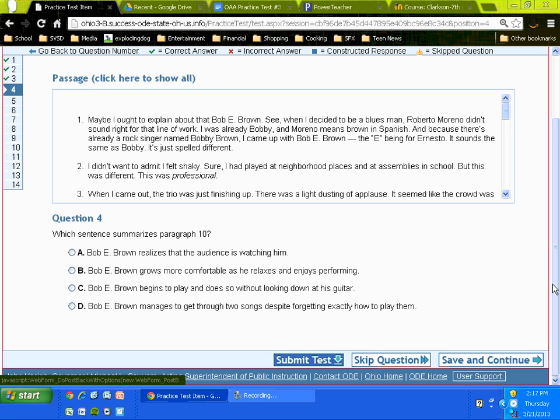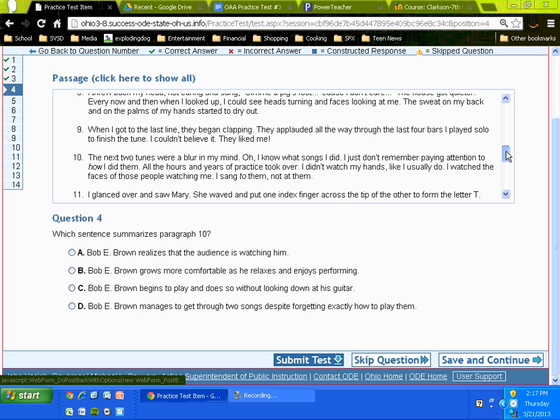Which sentence summarizes paragraph 10? Alexis, what am I going to do to start this question? Could you do that for me, please?